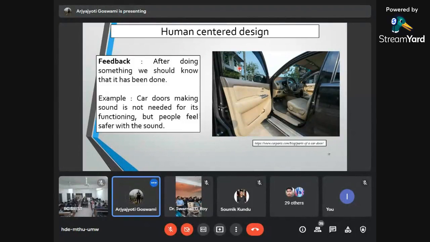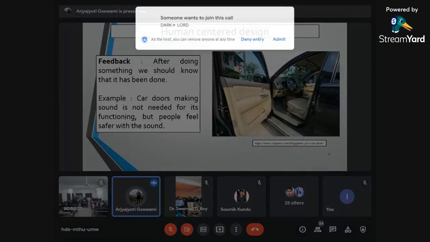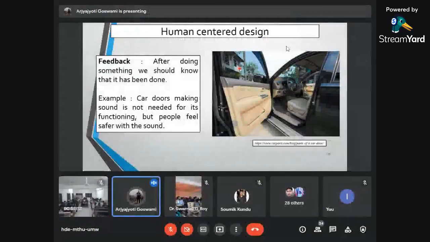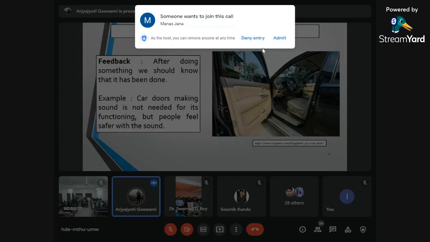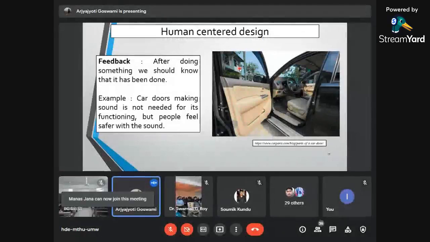Okay. Case in point, the cars. There were doors in cars, and you may have noticed that when you close the doors, there is a thump kind of noise, right? Mechanically speaking, the noise in the car doors can be completely avoided. We can make the noise completely zero. One particular car company made cars like this, but when people closed the doors, there was no sound. So people used to feel very unsafe.